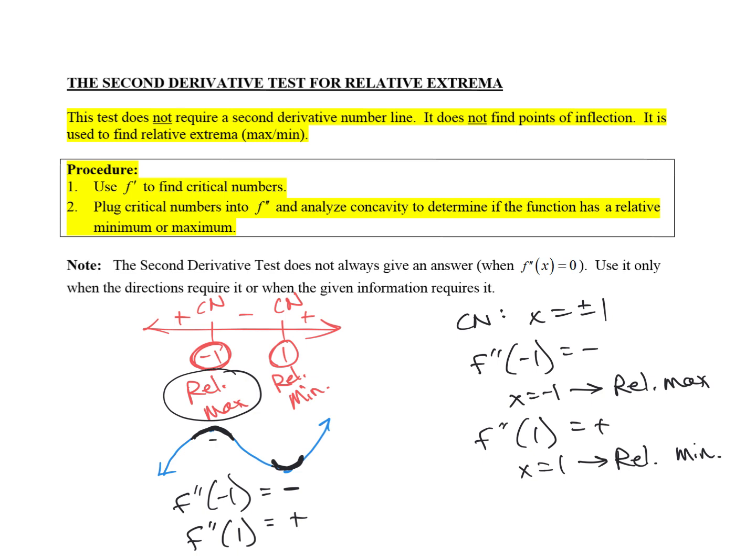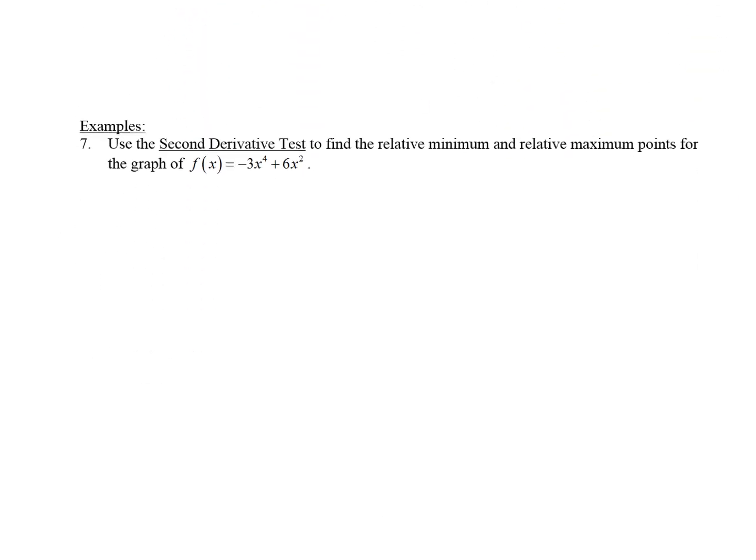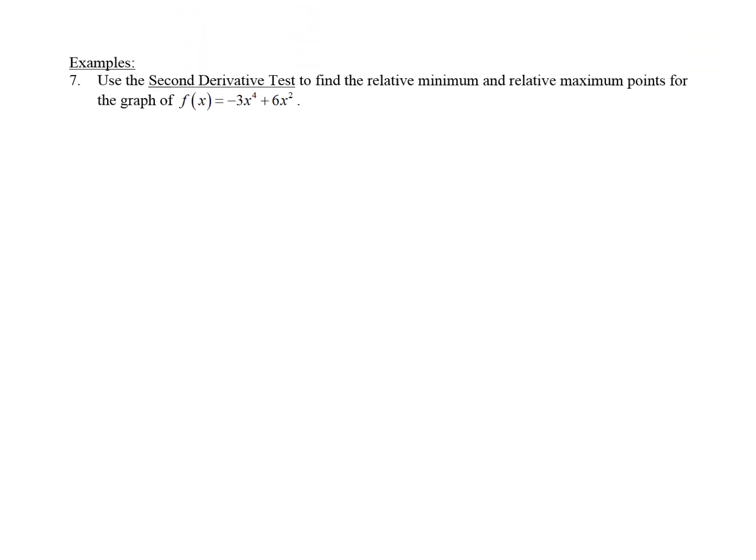So I always think, okay, I get a second derivative that's positive. That means it's kind of shaped like this. Well, that means it had to have a relative minimum right there. Second derivative that's negative, it's shaped like that. That means I had to have a relative maximum in that area. Okay, so that's the second derivative test, actually. All right, so let's use the second derivative test to find the relative minimum and maximum points on this, all right?